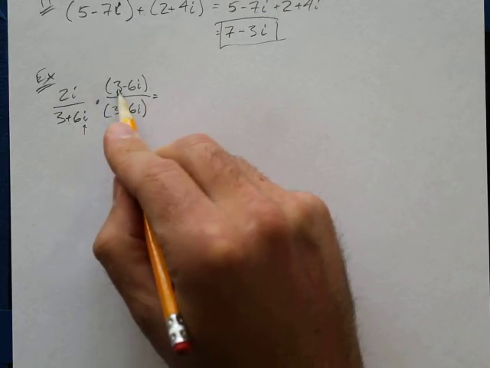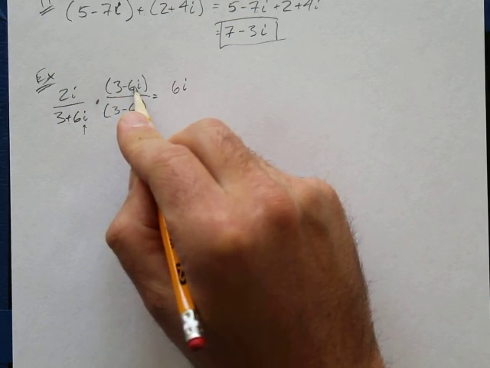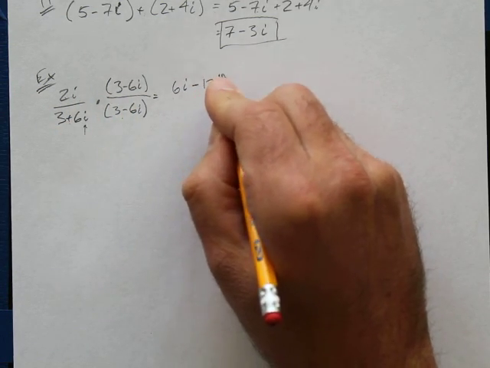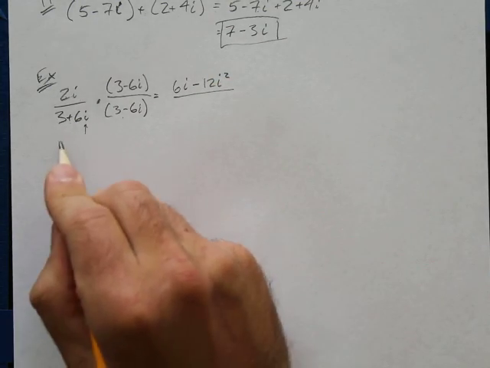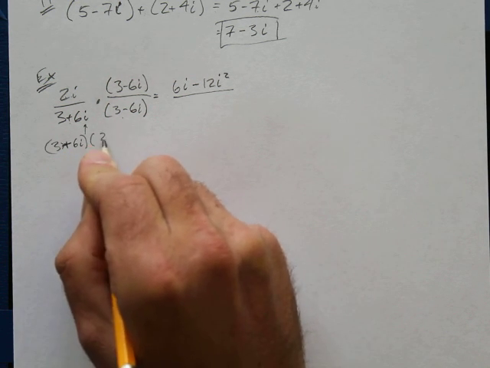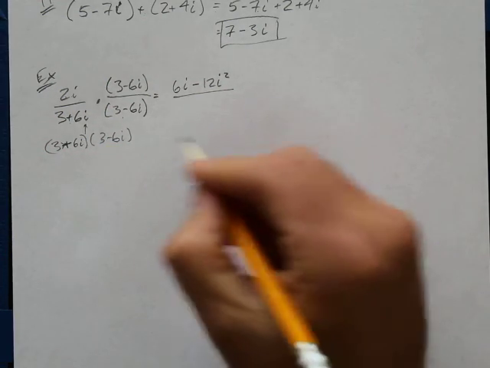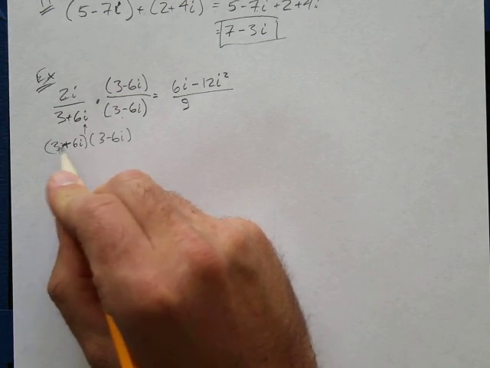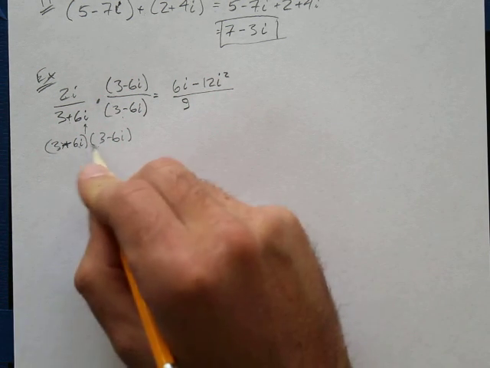So 2i times 3 is 6i. 2i times negative 6i is negative 2 times 6 is 12i squared. Now, underneath, in the denominator, we've got 3 plus 6i times 3 minus 6i. So we could FOIL that out if we wanted to, or if we know how difference of squares works, we know that we're going to end up with 9. We're going to end up with this number squared minus this term squared.